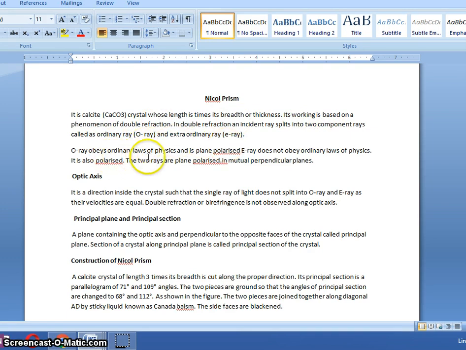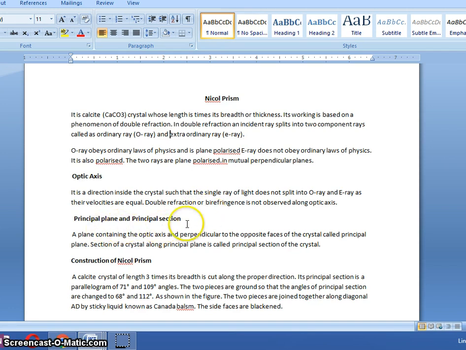The ordinary ray obeys ordinary laws of refraction and is plane polarized. The extraordinary ray does not obey ordinary laws. It is also polarized. The two rays are plane polarized in mutually perpendicular planes. Optic axis: it is a direction inside the crystal such that a single ray of light does not split into O ray and E ray, as their velocities are equal.